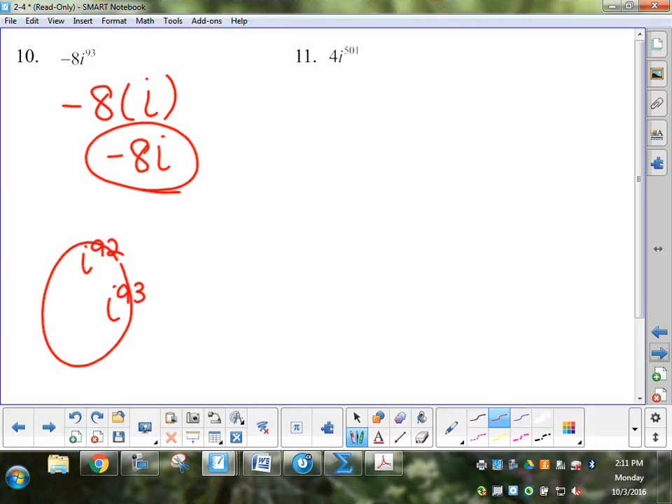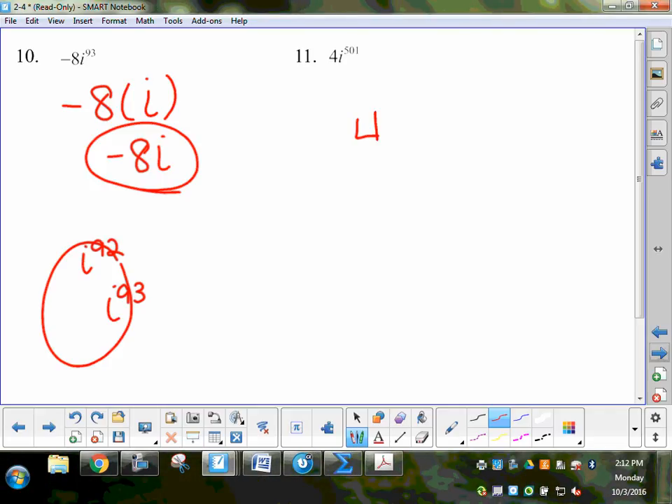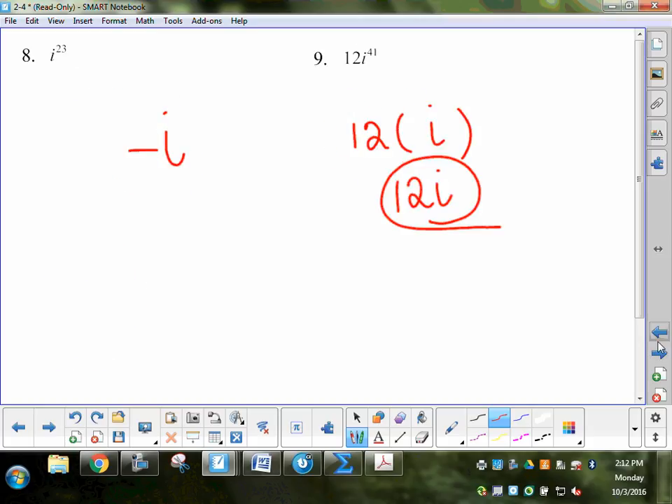Next one up. i to the 501st. Hands up, please, if you can tell me what multiple of 4 is near 501. We're getting there. What multiple did you use? You're right. There you go. 500 would be up top, so 501 puts us at i, so this would be 4i. Questions on that? Next one's up.